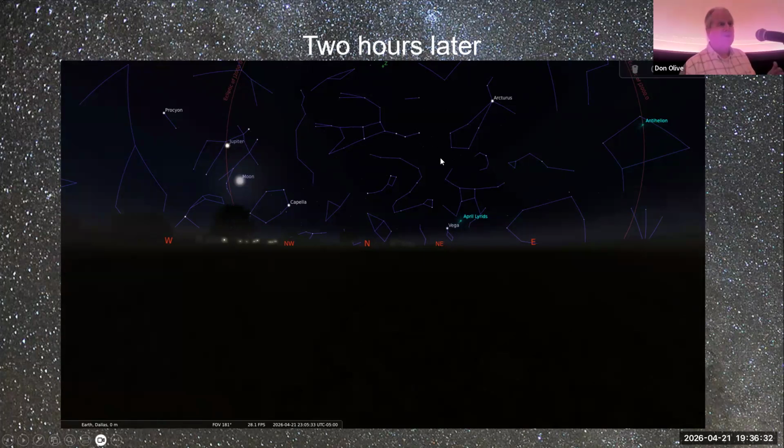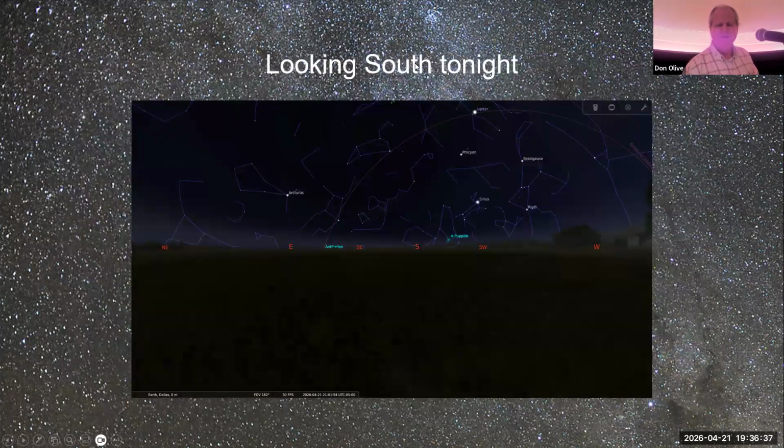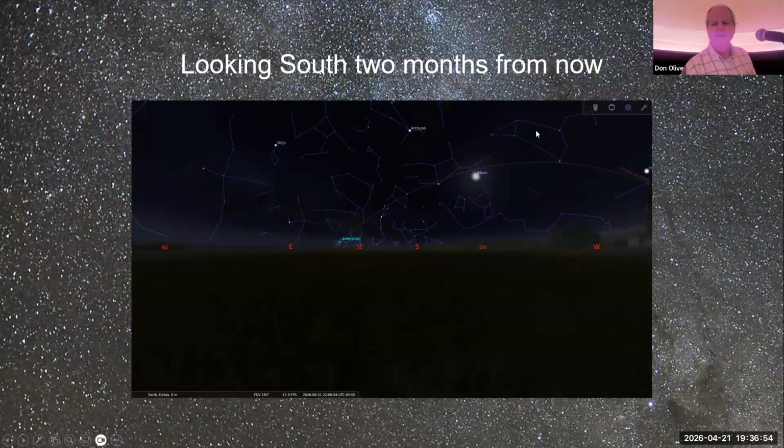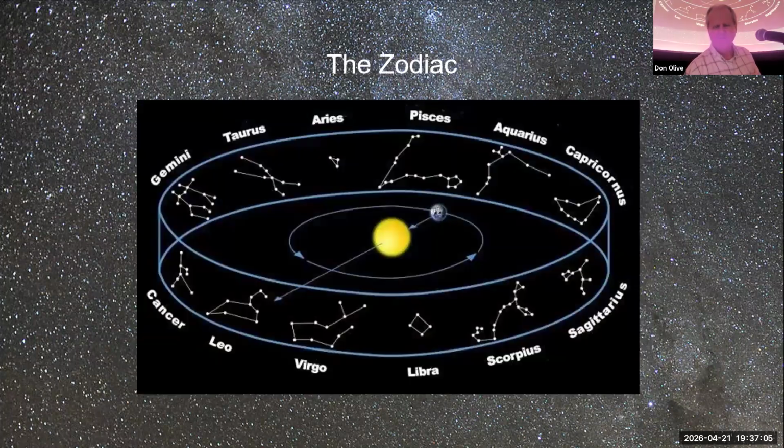You need to understand how the stars move hour to hour and also how they move from month to month. Now, looking south tonight, you'll see another asterism, the reverse question mark, that is the mane of Leo the lion. Now, if you wait a couple of months from now, it's moved farther to the west. This is because the Earth is moving around the sun, and we're seeing different stars each night. These are the stars that you'll see on the ecliptic.